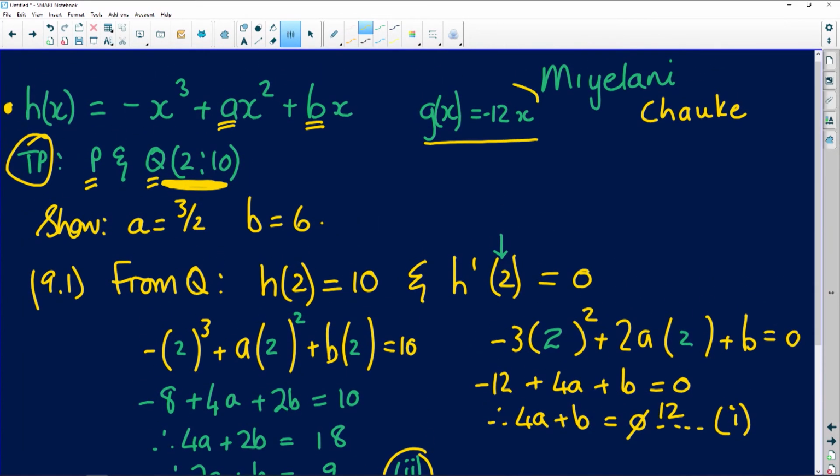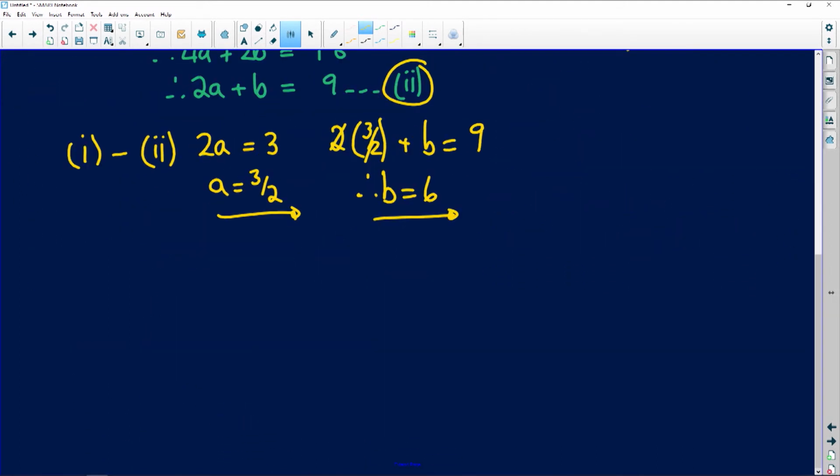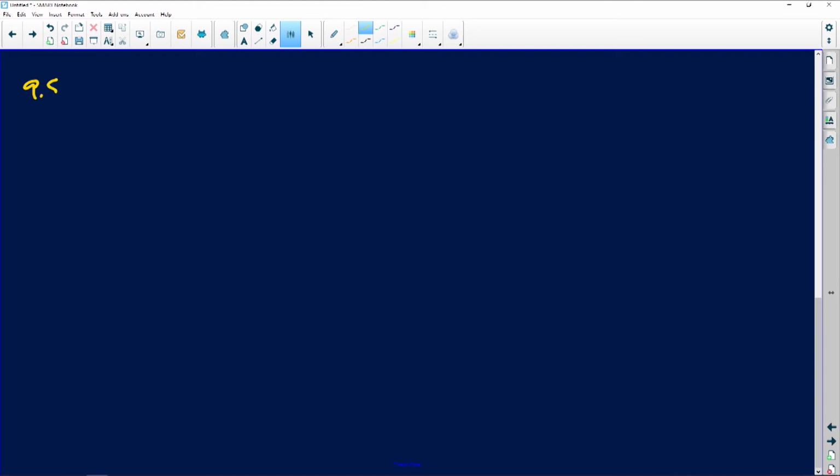The last one that I want to get to is the important one. It's the only question that's asking this. So now let's go back to what they gave us. They gave us the equation of a line, and they gave us the cubic, and we found those two values. The question, Mielani's question, part 9.5 says the following. Determine the value of x. So what is x? If x is negative, for which the tangent to the function h is parallel to the function g.